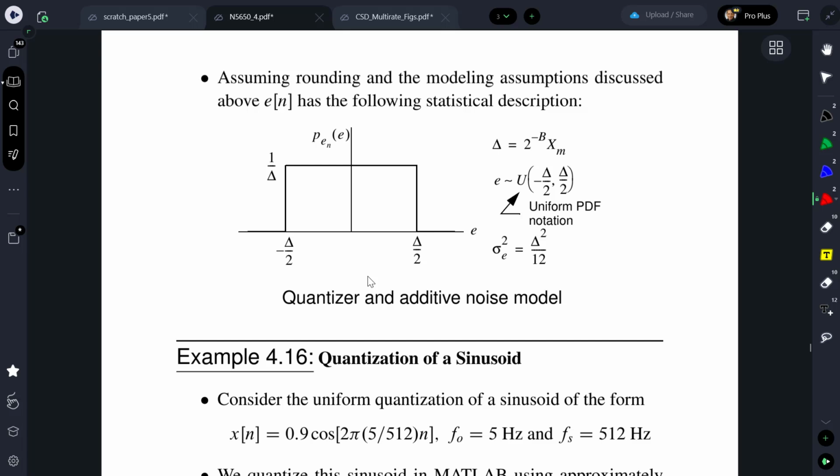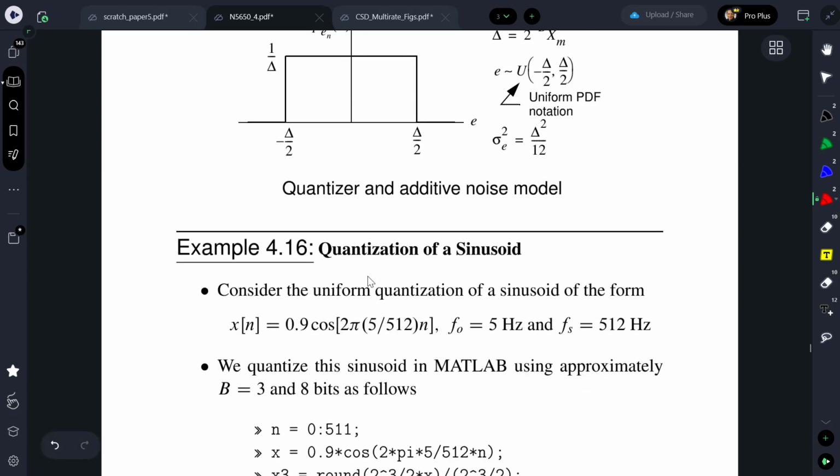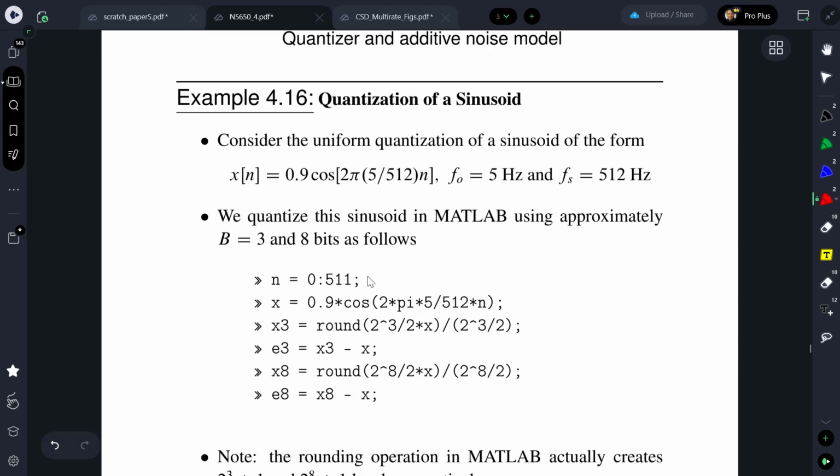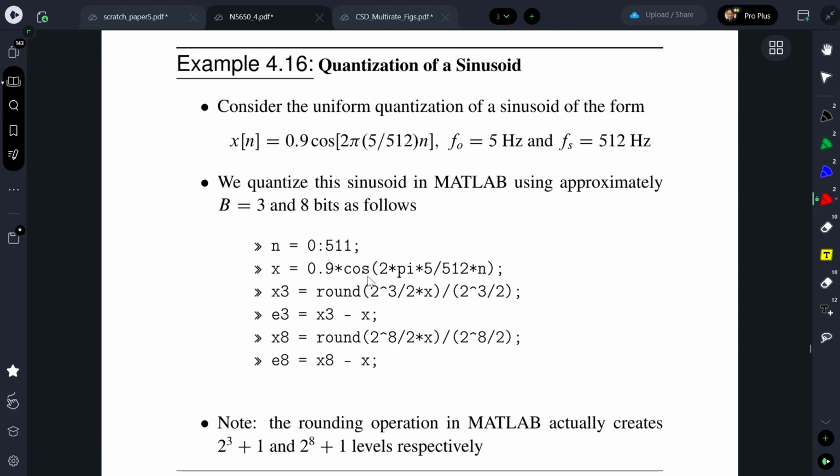Assuming uniform over plus and minus delta over 2, that's delta squared over 12 for the variance. We now have everything we need to come up with an approximation for signal power to quantization noise power, and that's what this homework problem does. So look at this problem. This code down below here is MATLAB syntax, but in Python it's the same thing unless you want to do a whole vector. So you have a different function called round, which runs in MATLAB to round.